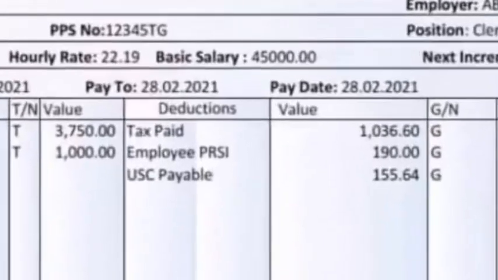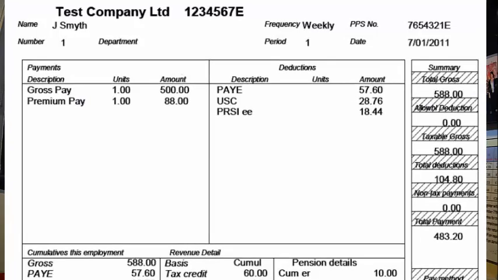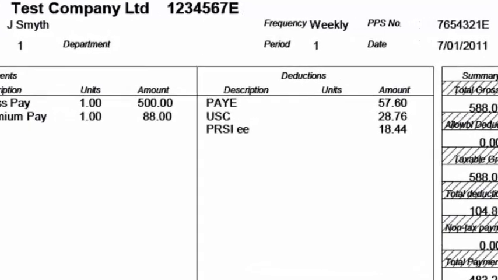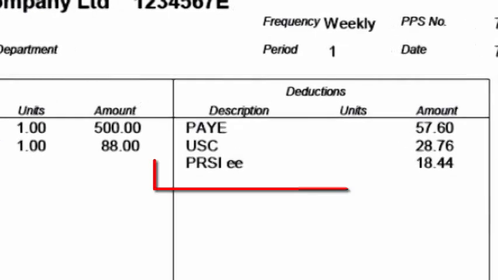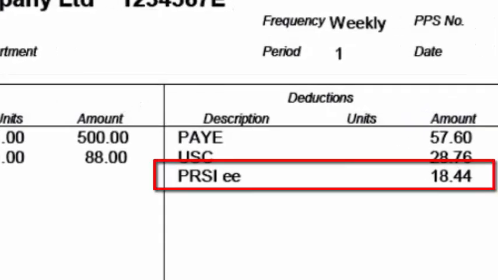Employees PRSI. Employees PRSI, or as you might see on your payslip, PRSI EE, is your pay-related social insurance, also called your social insurance contributions. EE means that it is paid by the employee.